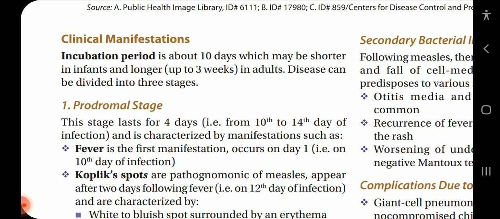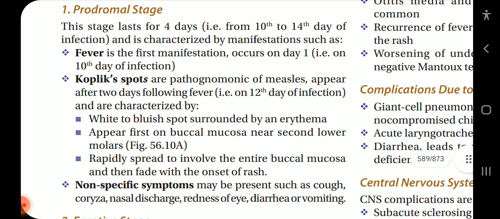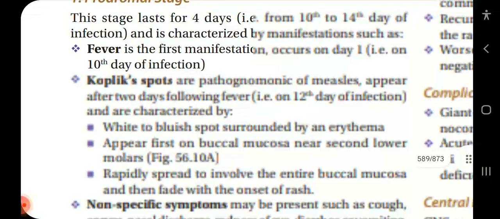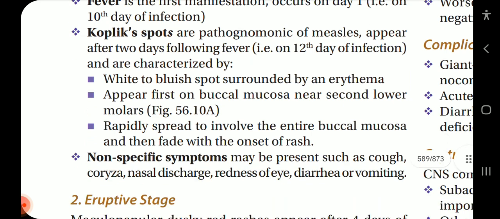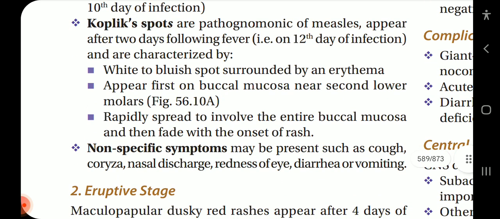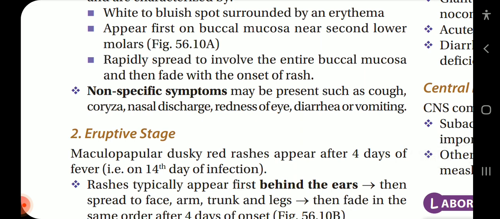The disease can be divided into 3 stages. Prodromal stage: this stage lasts for 4 days, that is from the 10th to the 14th day of infection. Fever is the first manifestation, occurring on day 1, that is the 10th day of infection. Koplik spots are pathognomonic of measles, appear 2 days after fever, that is on the 12th day of infection, and are characterized by white to bluish spots surrounded by erythema.